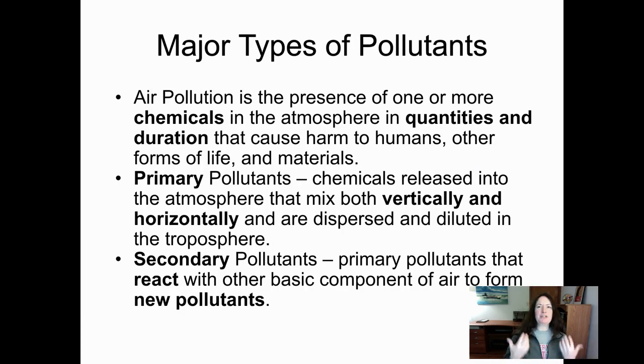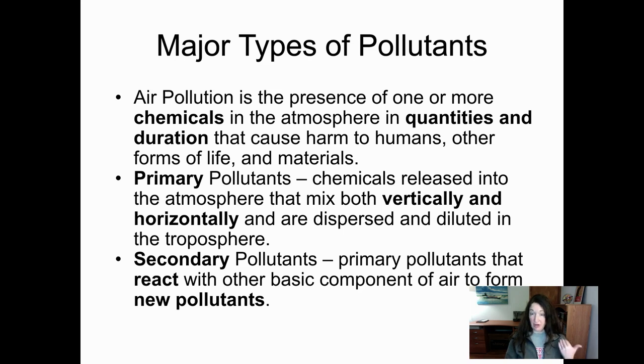So we have major types of pollutions associated with the air. Air pollution, as a definition, is just chemicals that are in the atmosphere in quantities and for a duration that cause harm to humans, or to other forms of life and materials in our world. So there's a lot of damage that can be done to plants and building structures. We'll talk about that a little bit later. But also, human health is obviously one of our most important focuses, at least for most of society.